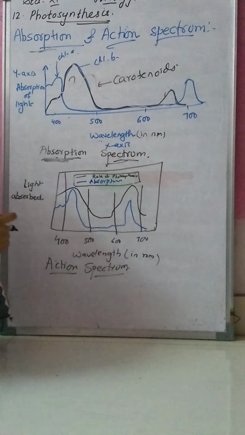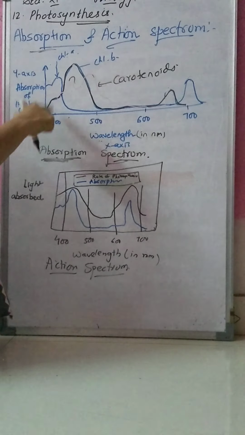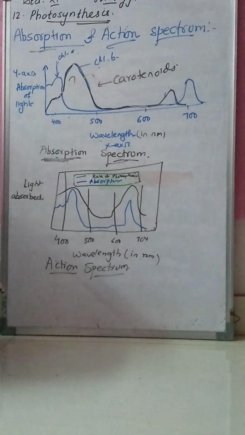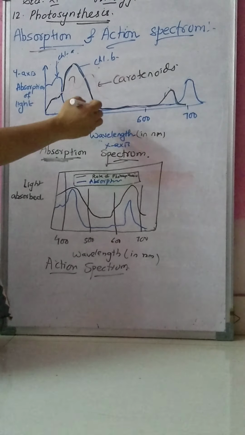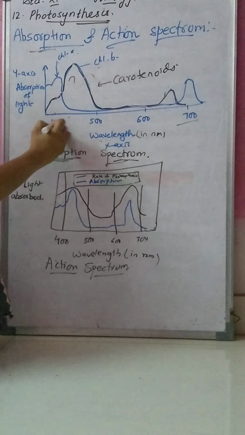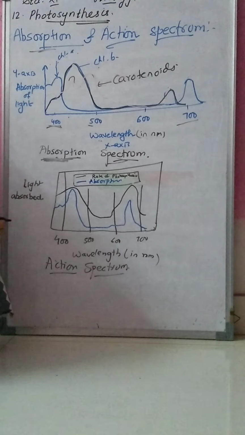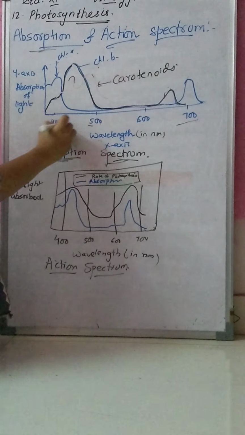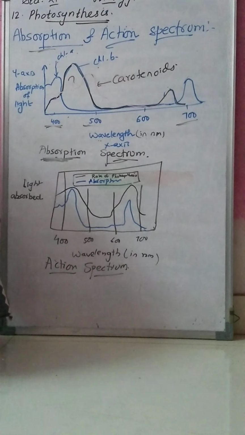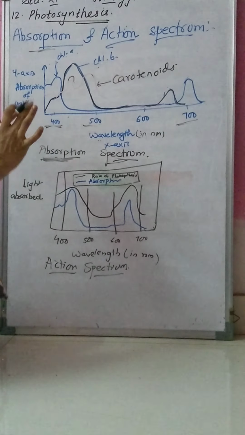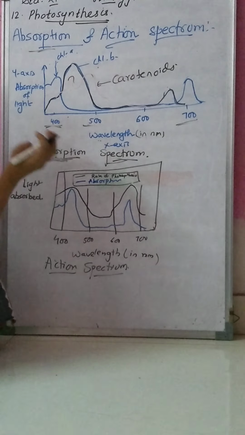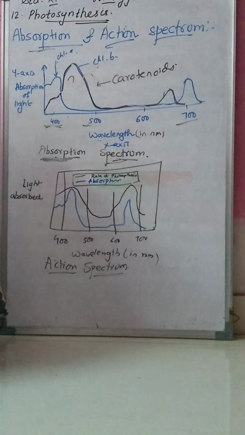The absorption spectrum shows that more light is absorbed at blue, violet and red region. This is the visible spectrum, VIBGYOR. Within VIBGYOR, it shows that light is absorbed at violet, blue and red region.